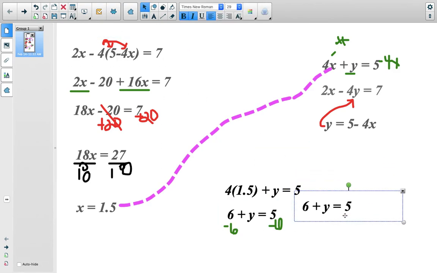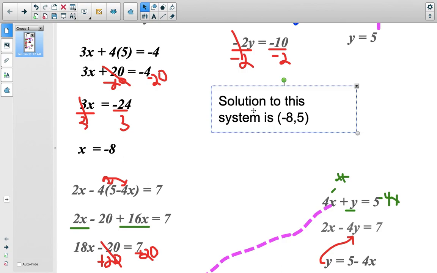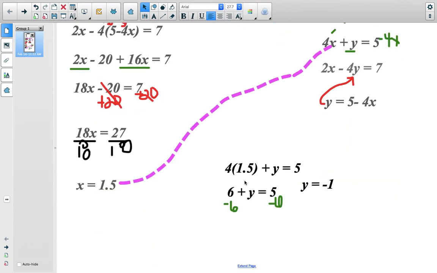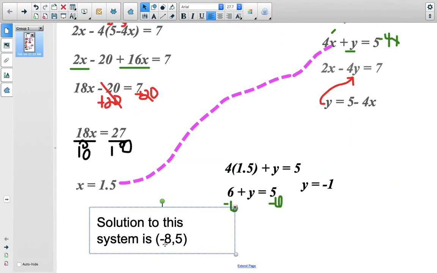So y equals -1. My solution to this system is my x value was 1.5 and my y was -1. That's it.